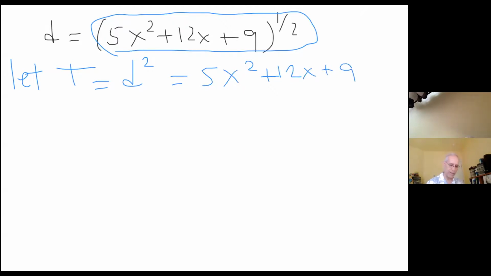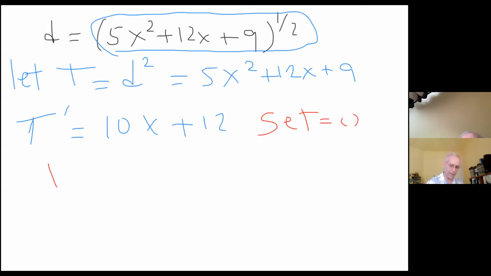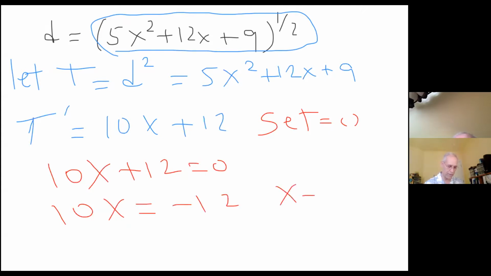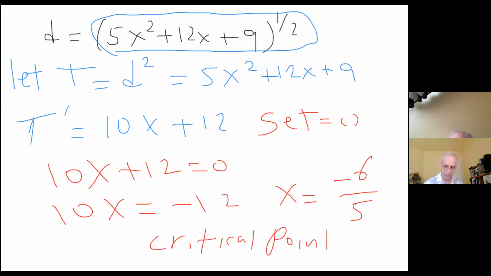And so t prime equals 10x plus 12, set equal to 0. Then we have 10x plus 12 equals 0, 10x equals negative 12, and x equals negative 6 over 5. And that is my critical point. Okay, let's go to the next page.